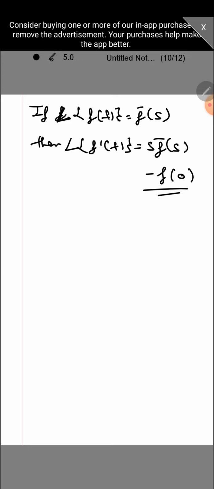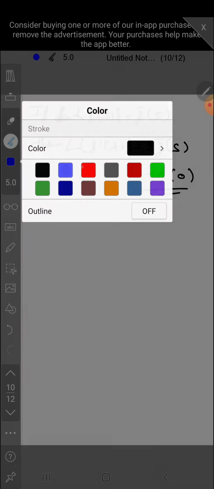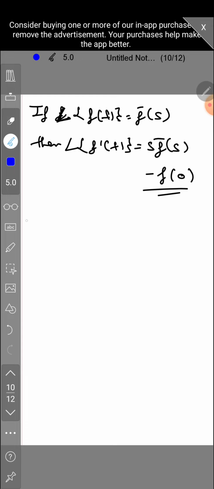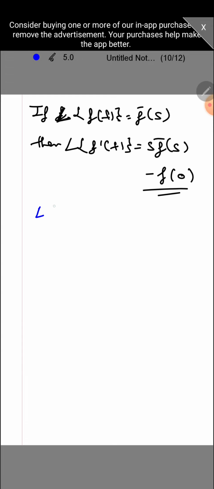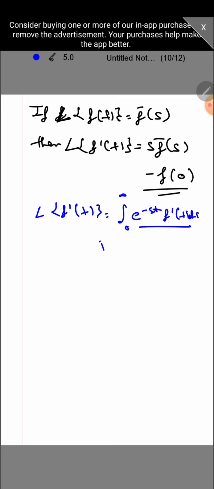How to prove this? Let's check the proof. See, L of f dash t is equal to the integration from 0 to infinity of e to the power minus st times f dash t dt. If you do it by parts, you integrate e to the power minus st, and you keep f dash t. Here you get minus s times e to the power minus st, and here you get f(t).